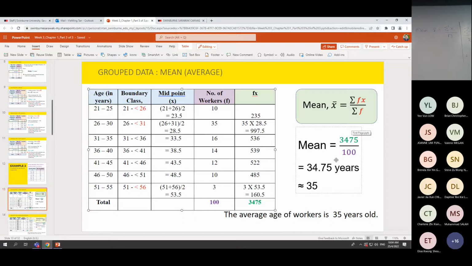Yeah, because this is number of workers. If you round the answer to 2 decimal places, also nothing wrong. Also okay, also acceptable. Yeah, it's fine. Just like just now the question, the number of acorns, you can round to 2 decimal places.